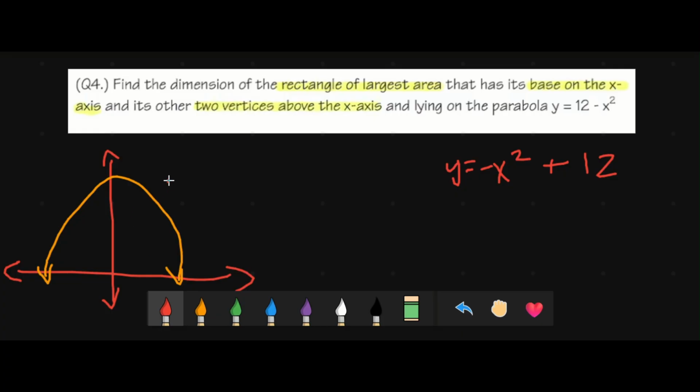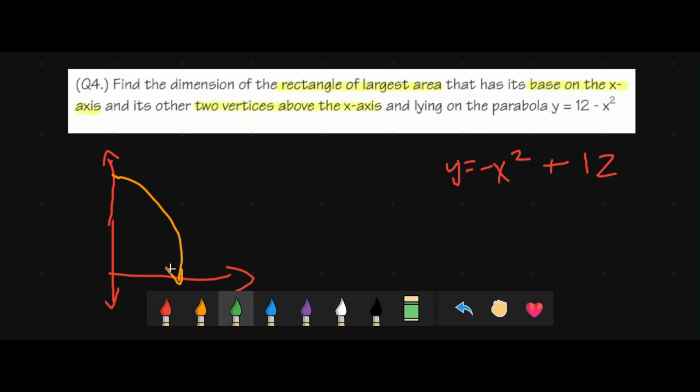Which means this side over here is the exact same as this side over here. So we only actually have to care about the positive side to make things simpler. And since we have to find the dimensions of the rectangle of the whole thing, we can just double the x coordinate we find, and that'll be the end of it.